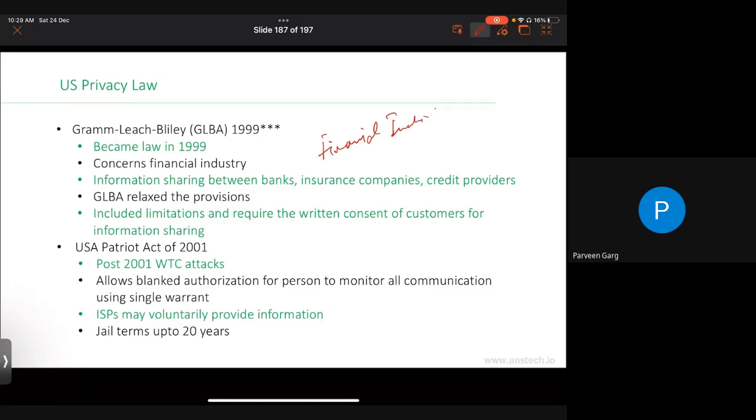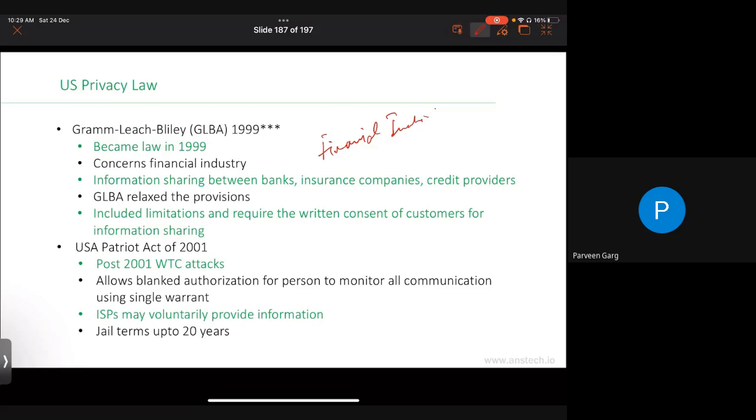Now, when GLBA got implemented, what happened was, insurance agencies want to share data with banks, and banks want to share data with insurance. That couldn't be shared. So GLBA also relaxed those parameters, so that information could be shared between banks and credit card industries. Because if banks are not able to tell the credit card industry whether this person is reputed or not, how does the credit card company know whether to issue a credit card or not? So your credit rating and other things depend on this particular act. So remember this, it does get asked.